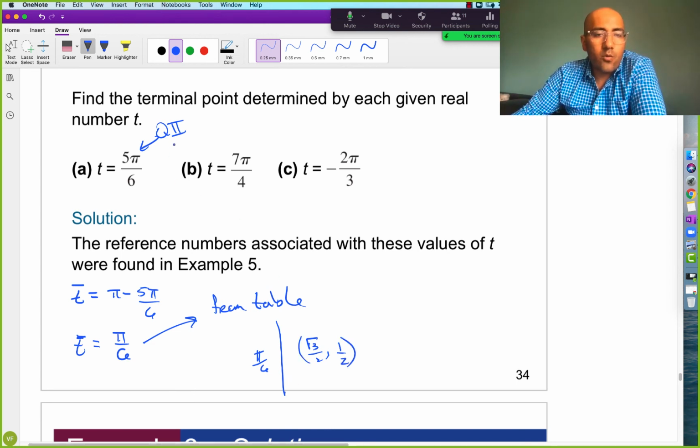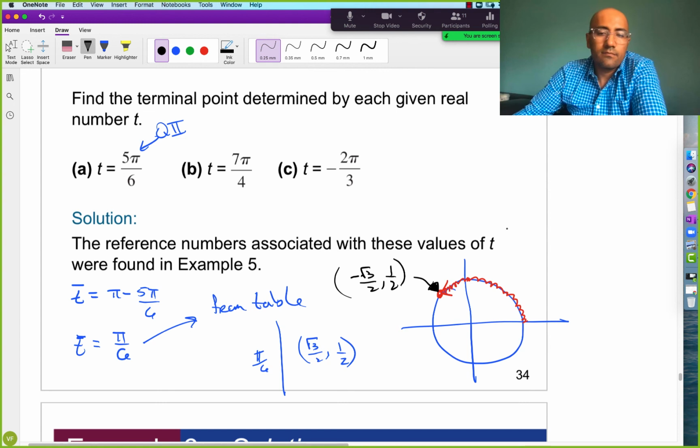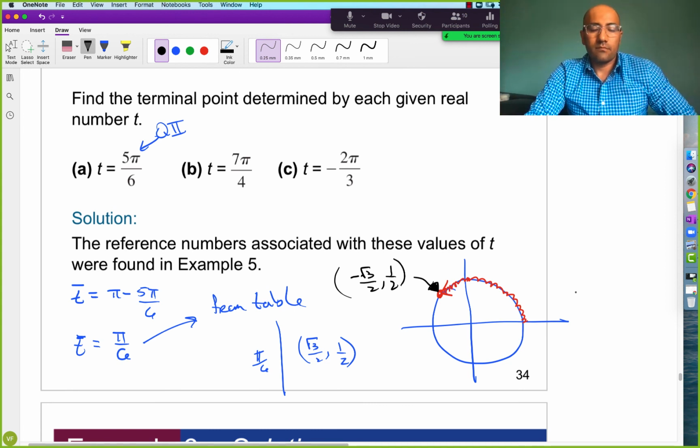Good. But now we know we're in quadrant 2. So if I did a circle and went like that, I know this t value would go past there and somewhere over here, and I would end up with a point over there. The x-coordinate would be negative and the y-coordinate positive. From my table values, referencing section 1, quadrant 1, this would be negative root 3 over 2, comma, positive 1/2. Good. Any questions? Good. Okay, what about the others?